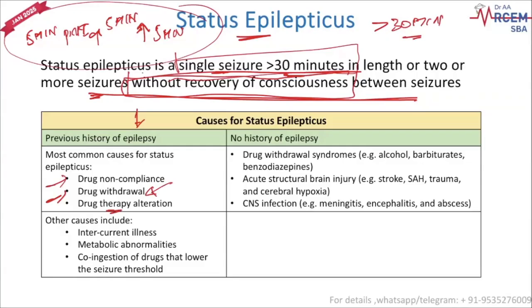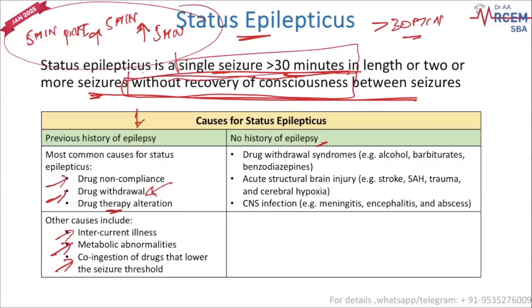What are the other, slightly rarer causes? It can be intercurrent illnesses like meningitis, encephalitis, some metabolic disorders, especially electrolyte imbalances, or co-ingestion of other drugs which might reduce the therapeutic index. For example, with phenytoin, if you take a cytochrome P450 stimulator, then the efficacy of the phenytoin will come down drastically. In those conditions, these patients can have status epilepticus.